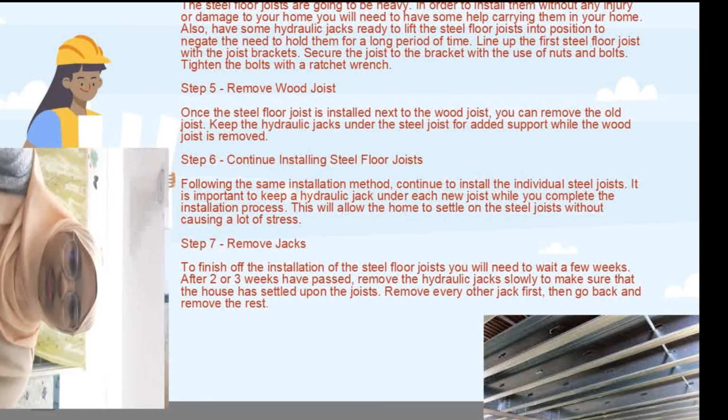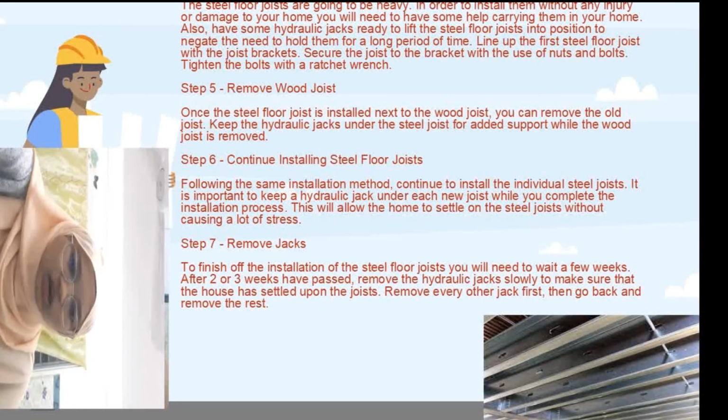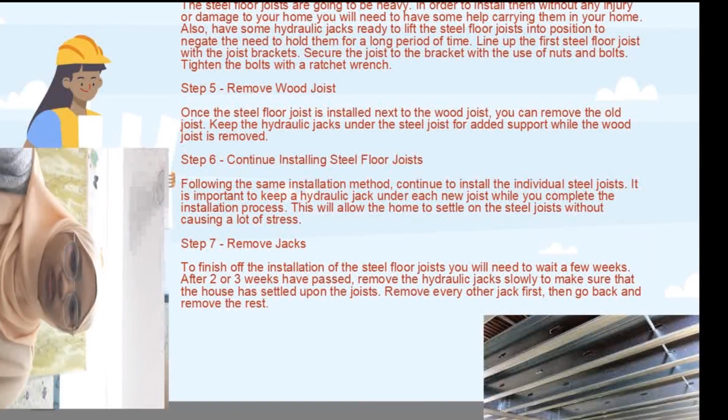Line up the first steel floor joist with the joist brackets. Secure the joist to the bracket with the use of nuts and bolts. Tighten the bolts with a ratchet wrench. Step 5. You have to remove the wood joist. Once the steel floor joist is installed next to the wood joist, you can remove the old joist. Keep the hydraulic jacks under the steel joist for added support while the wood joist is removed.